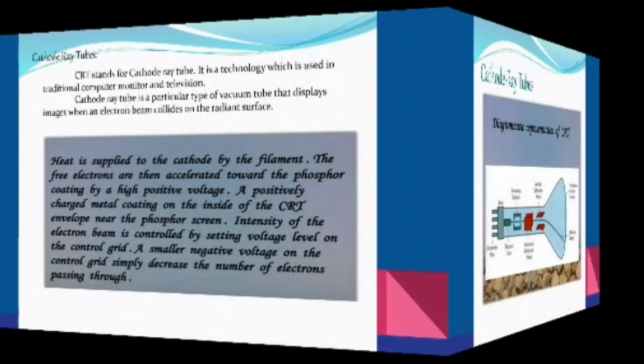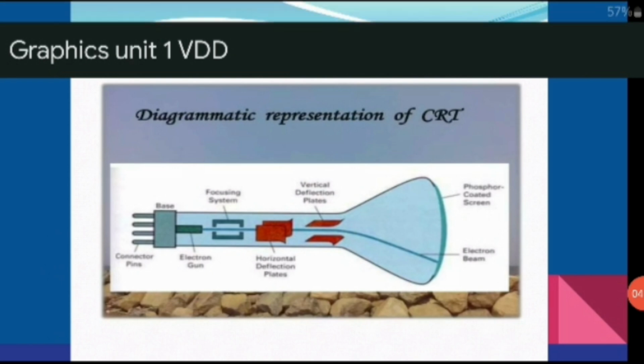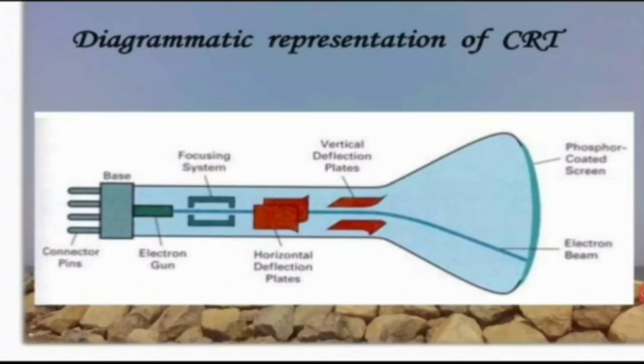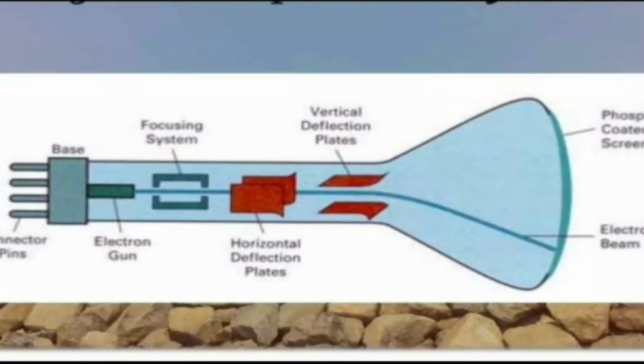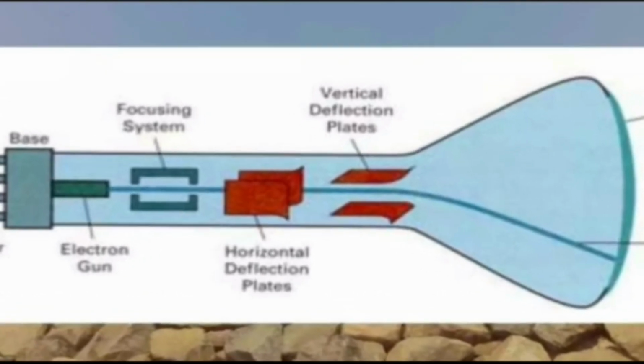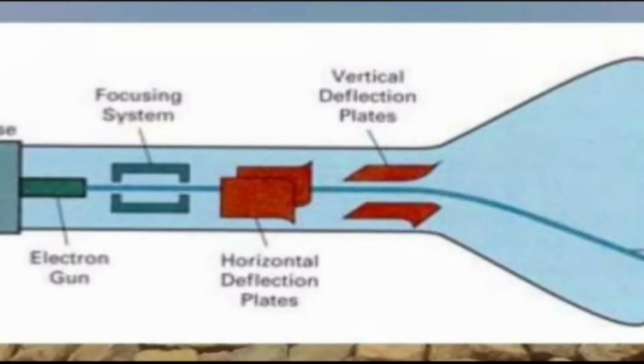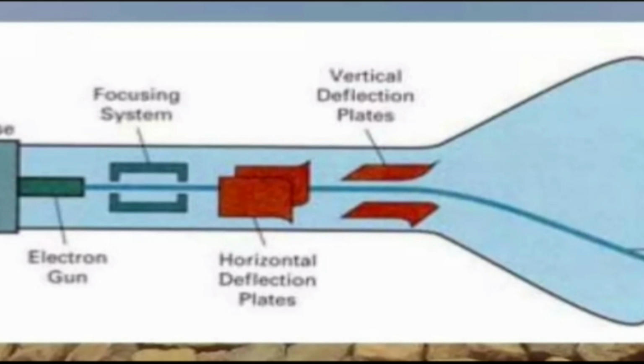Let us see the diagram of the CRT. This is the diagram of the cathode ray tube. You can see here there is a connector pin where you plug in, and there is a base, and then we have the electron gun. When the electron gun is heated up, it generates electrons, and those electrons pass through this tube. When the electrons are produced, they are scattered all over the tube, so this focusing system helps to focus those electrons in some direction.